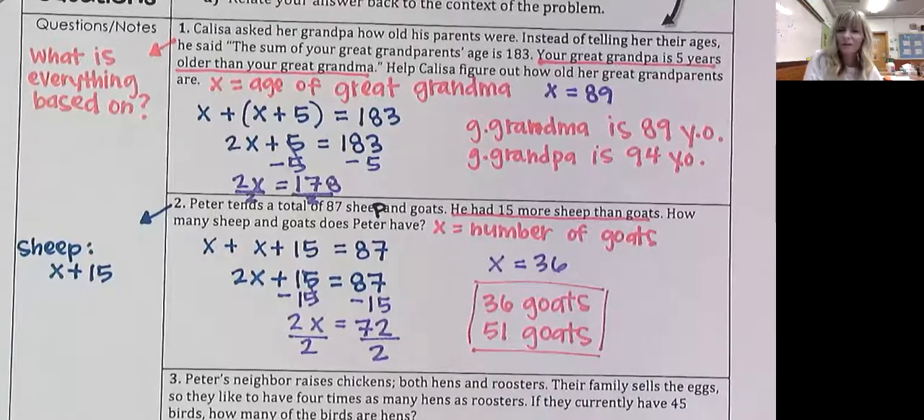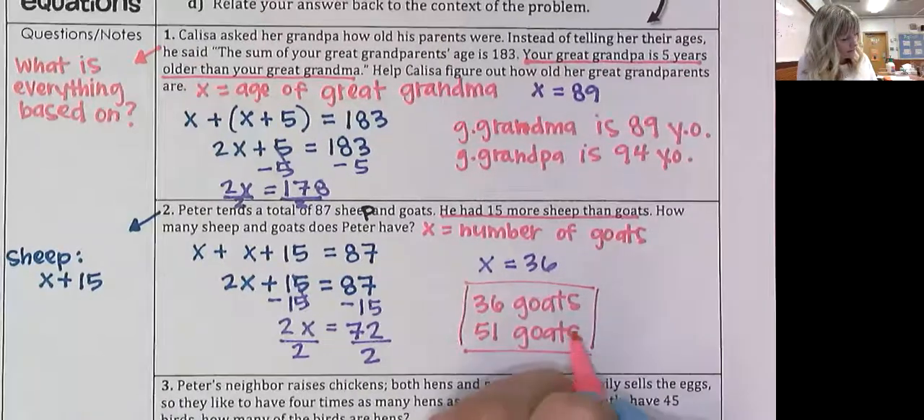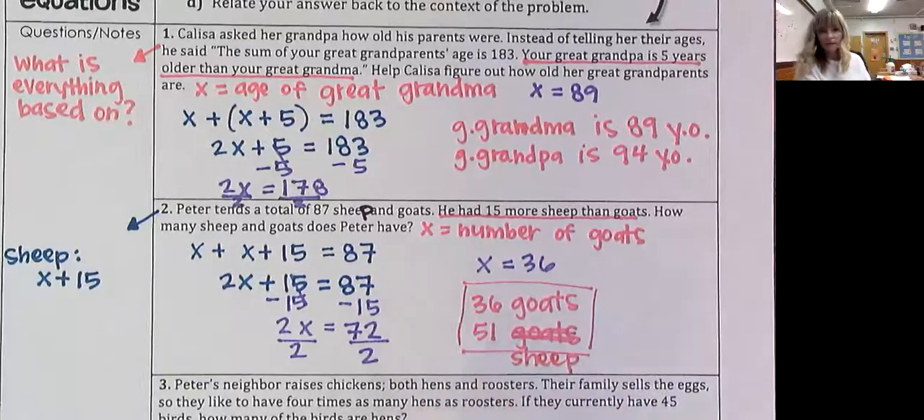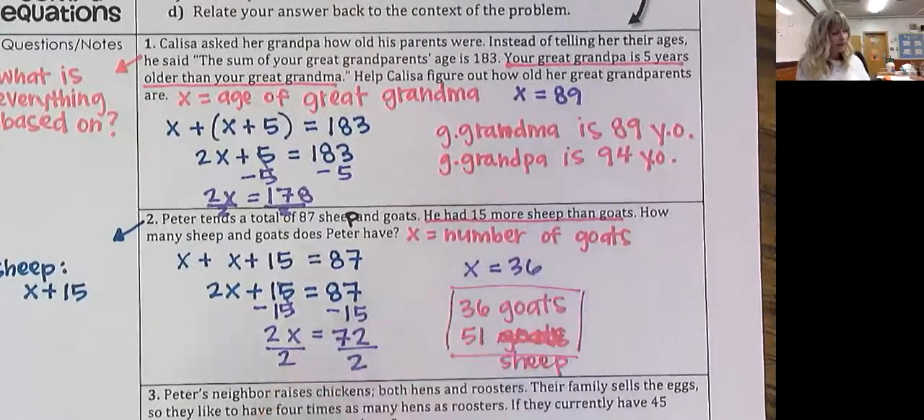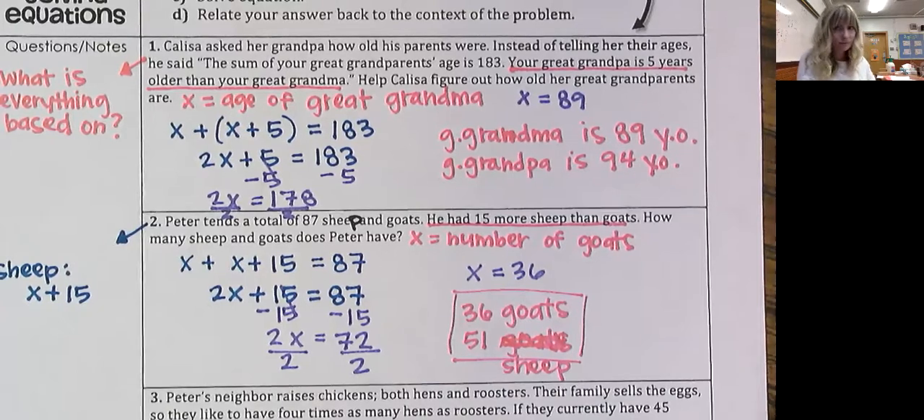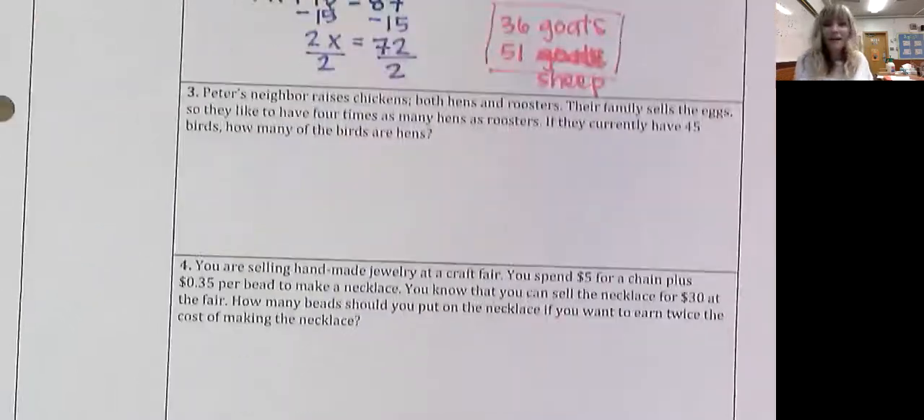So Peter has 36 goats and 51 sheep. I'm struggling with this word, I'm telling you. Sheep. See, it looks so weird to me that I didn't want to write it again. All right, here we go.